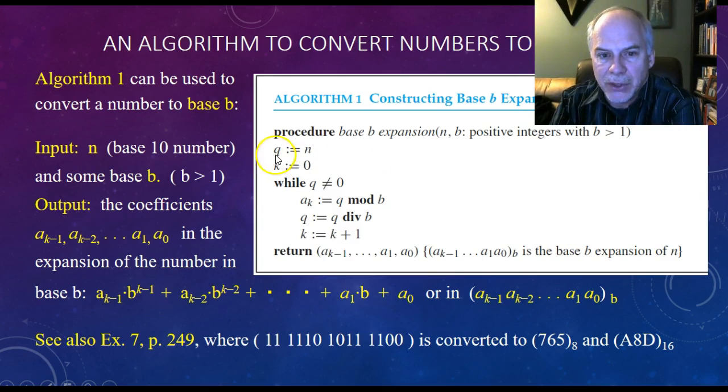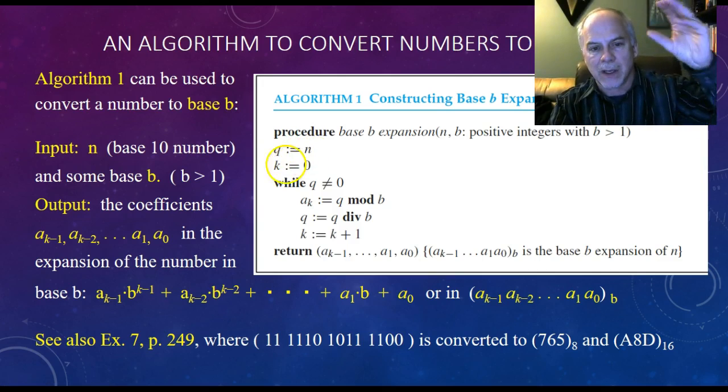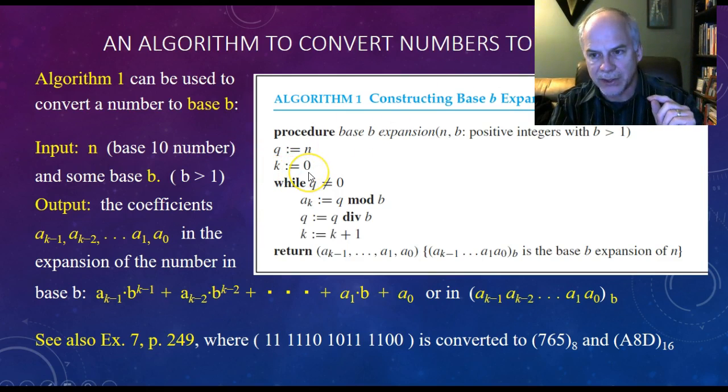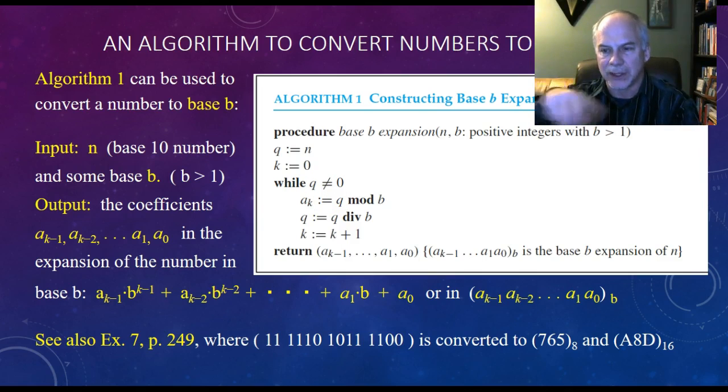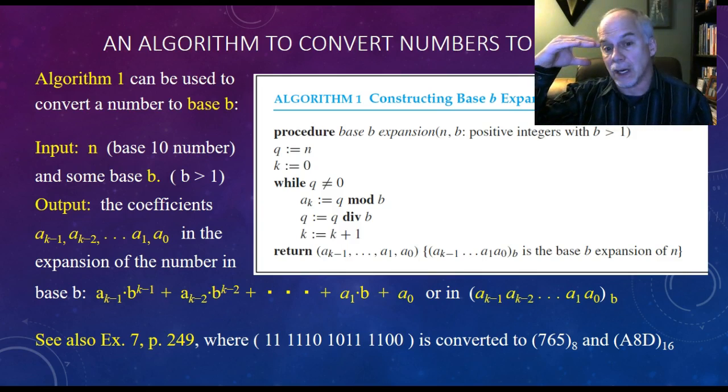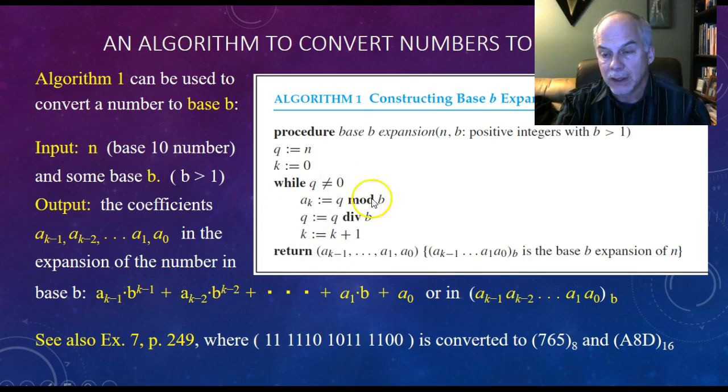So what does this algorithm do? First of all, it lets the quotient equal the original number. Then it lets k start at 0. Now, while the quotient is not 0, it's going to continue until the quotient is 0, and then it'll stop, just like the algorithm we showed on the last couple of slides. So it's going to do this while loop until the quotient is 0. Now, what does it do? Well, first, it lets a sub k be the remainder. Remember, mod gives the remainder when you divide the quotient, which starts off as the number n, by the base b. So that's a sub k.